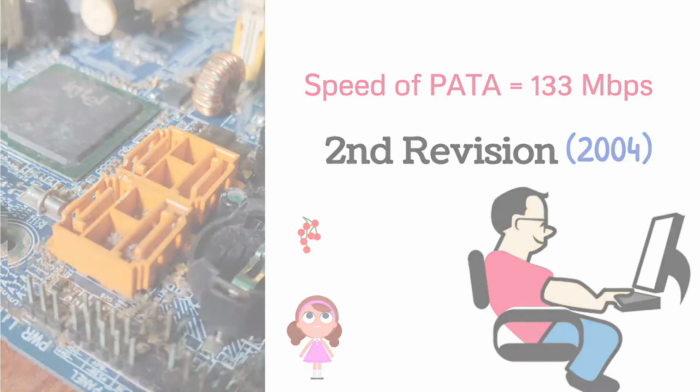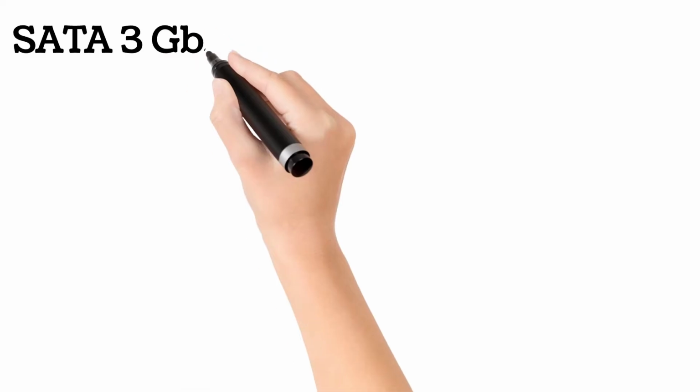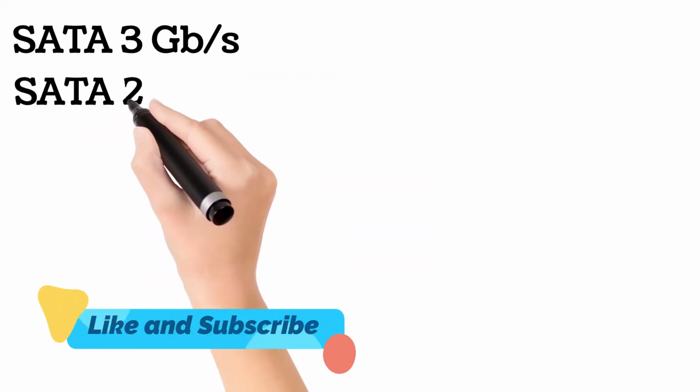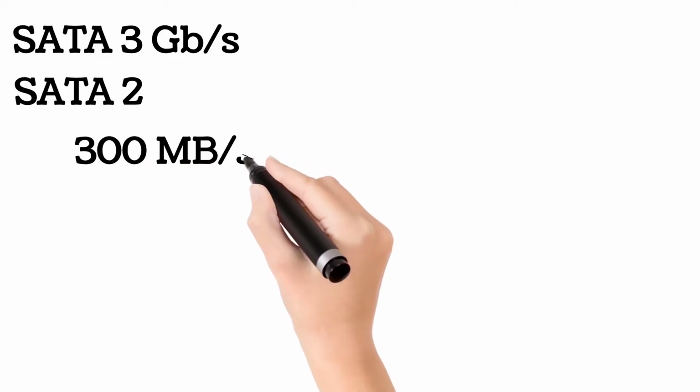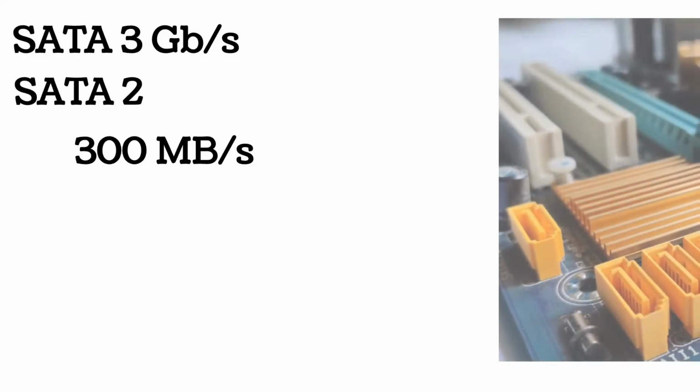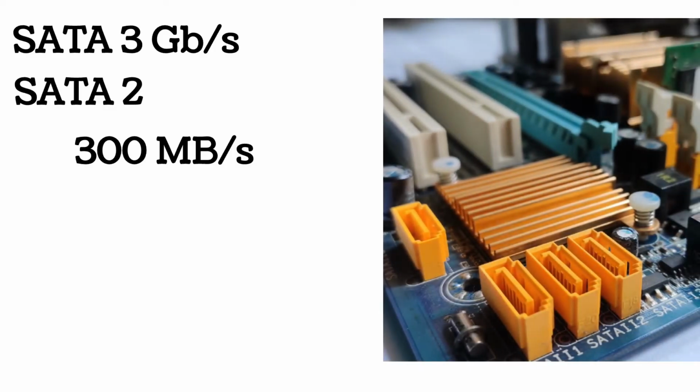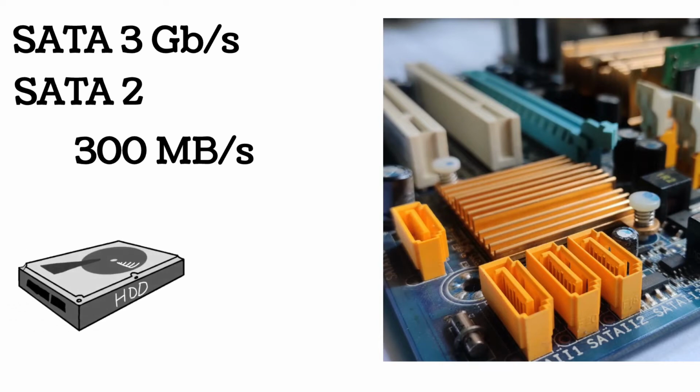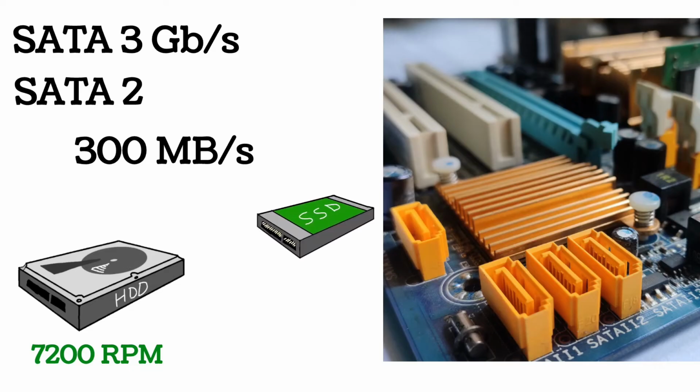This revision was named SATA 3 Gbps, also called SATA 2, whose data transfer speed was 2 times faster than SATA 1, that is 300 MBps. This revision was better than the previous revision in durability, locking mechanism, and speed, and so it lasted for some years. It was enough for 7200 RPM hard drives, but it bottlenecked the speed of SSDs.